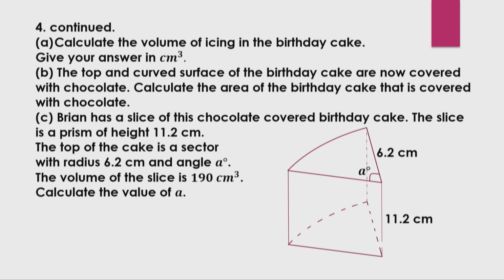Part B. The top and curved surface of the birthday cake are now covered with chocolate. Calculate the area of the birthday cake that is covered with chocolate. Part C. Brian has a slice of this chocolate-covered birthday cake. The slice is a prism of height 11.2 centimeters. The top of the cake is a sector with radius 6.2 centimeters and angle A degrees. The volume of the slice is 190 centimeters cubed. Calculate the value of A.